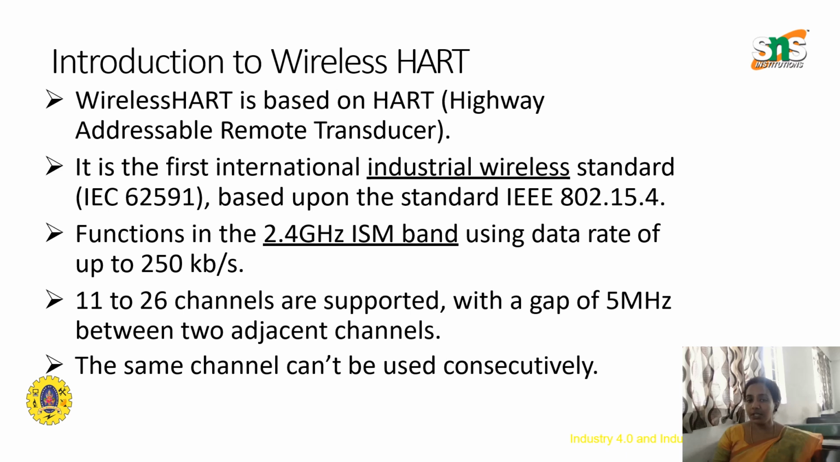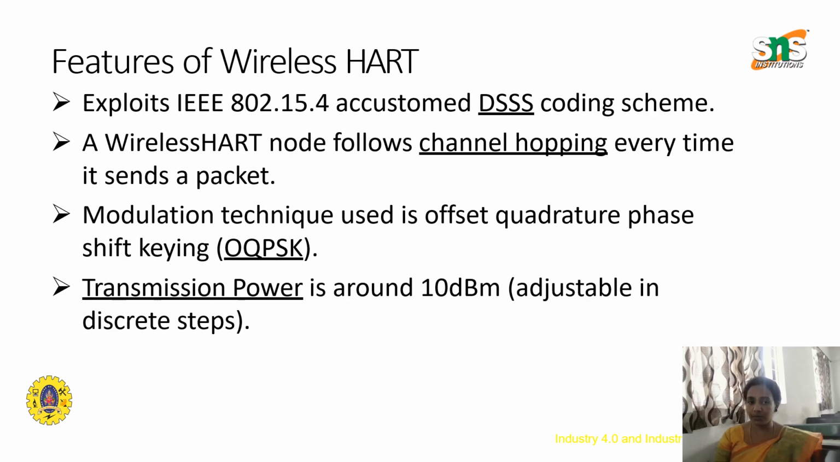It is the first international industrial wireless standard, and it is based upon the IEEE standard also. This functions with a frequency of 2.4 GHz ISM band using a data rate of 250 kb per second. So the data rate is 250 kb. 11 to 26 channels are supported with a gap of 5 MHz between two adjacent channels. The same channel cannot be used consecutively.